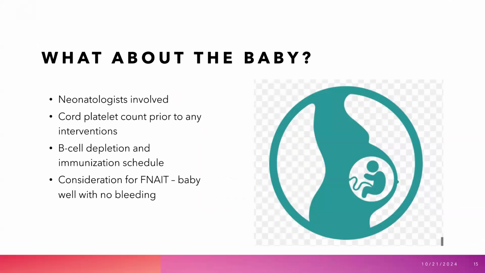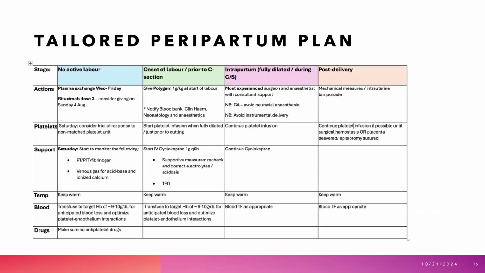We got the neonatologist involved and thought that some interventions would be a cord platelet count prior to any interventions on the baby, as well as consideration about B cell depletion and the baby's immunization schedule, seeing as the mom had rituximab. And Matt also highlighted that we should consider fetal and neonatal alloimmune thrombocytopenia, but the baby had no complications peri-delivery and is clinically still well and has had no bleeding. So that was probably not the case.